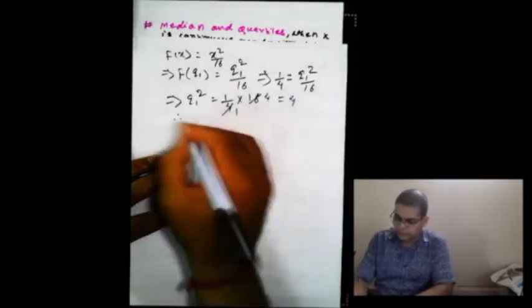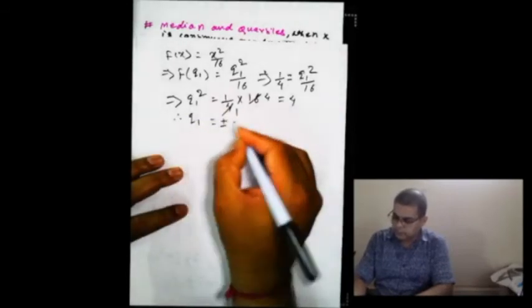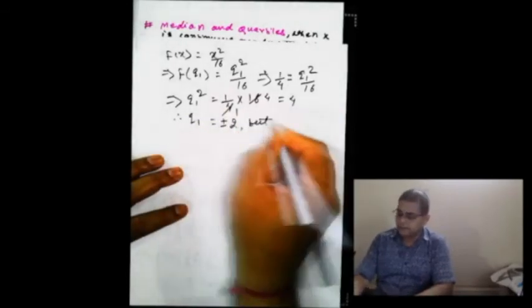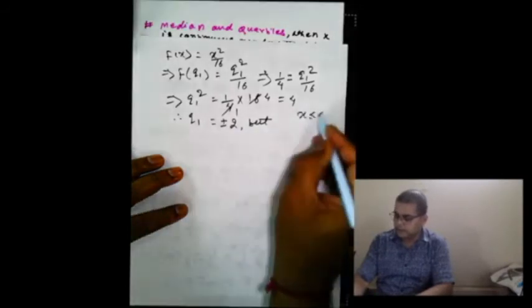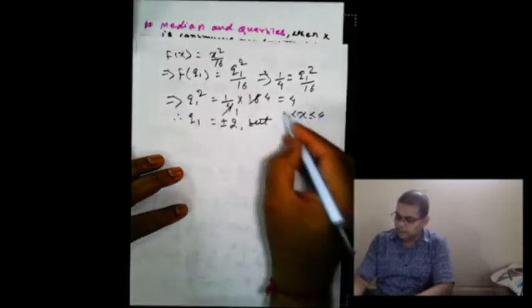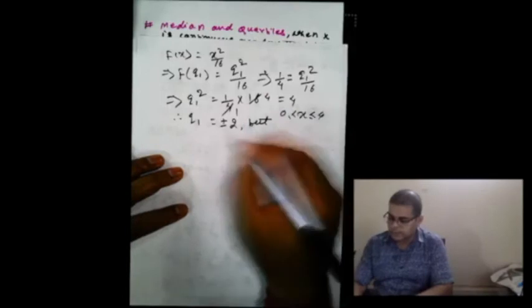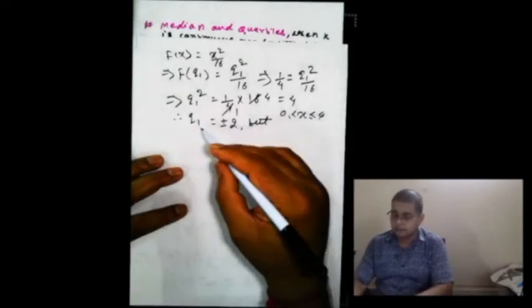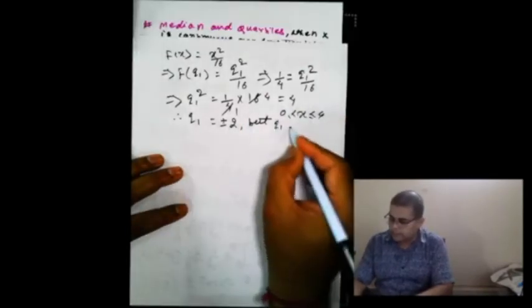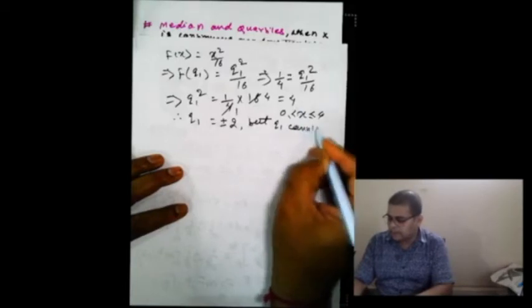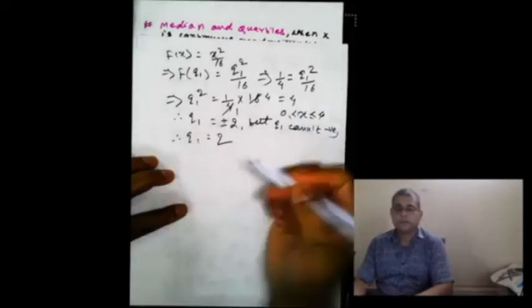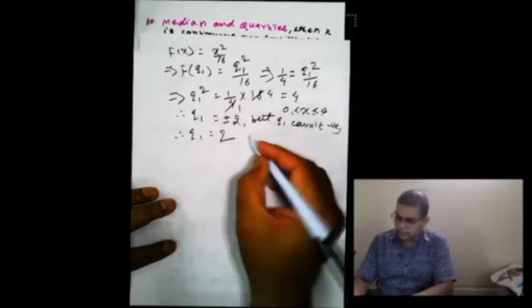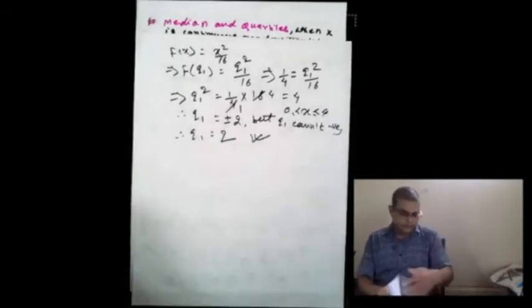Therefore your first quartile value is plus or minus 2, but you take only the positive value because x is between 0 and positive 4. So the negative value of Q1 is not valid here. Q1 can't be negative in this case. Therefore the Q1 value is 2. So we have got the value for Q1, and now we shall calculate the value of Q3.